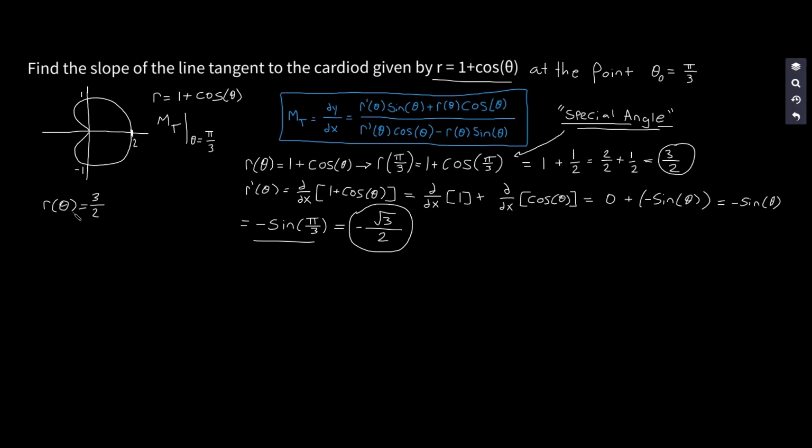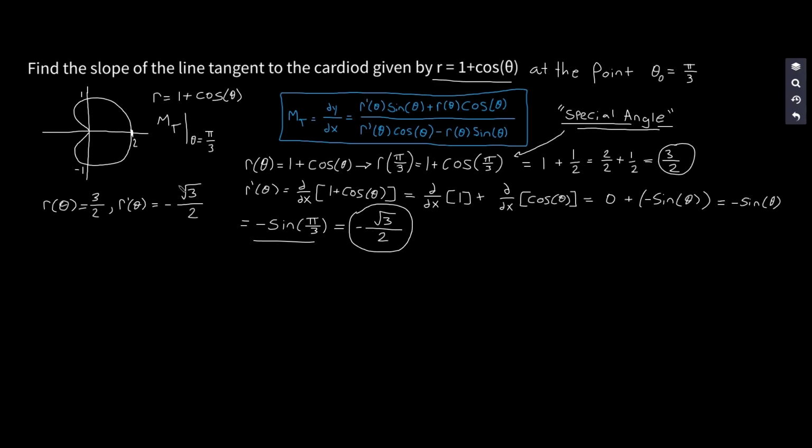So it's going to be 3 over 2. R of theta is 3/2. And then r prime of theta, that's going to be negative root 3 over 2, because that's what we actually found it to be. So here's what we have. R prime of theta, check. We got that. R of theta, check. We got that.